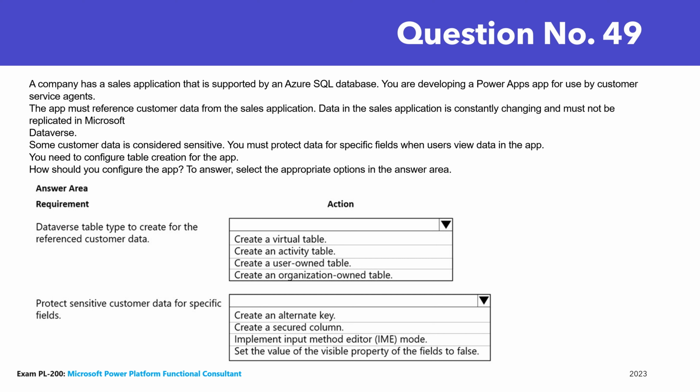You need to configure table creation for the app. How should you configure the app? To answer, select the appropriate options in the answer area. Requirement: Dataverse table type to create for the referenced customer data. Action: create a virtual table. Requirement: protect sensitive customer data for specific fields. Action: create a secured column.